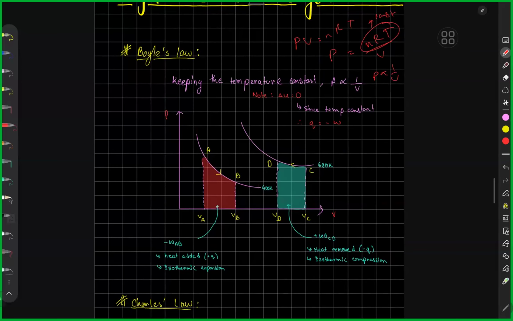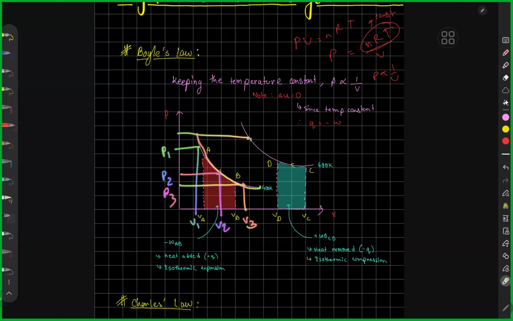I have a graph for 400 Kelvin. Look at this. And I have a graph for 600 Kelvin. Okay. So in this graph again, the pressure times volume is constant throughout the graph. Whatever P1 times V1 is equal to P2 times V2 is equal to P3 times V3. Fair enough. Same thing is with this as well. It's just that the pressure times volume constant has changed.